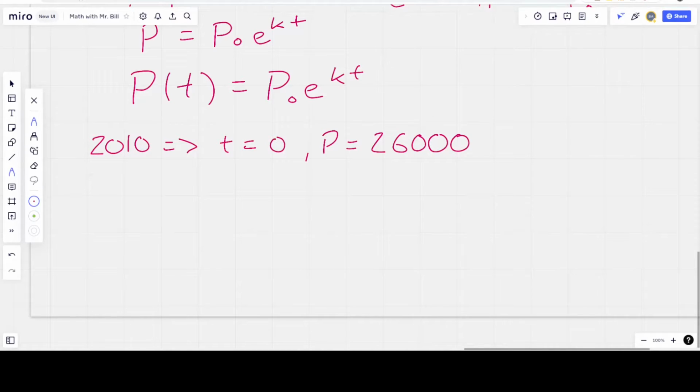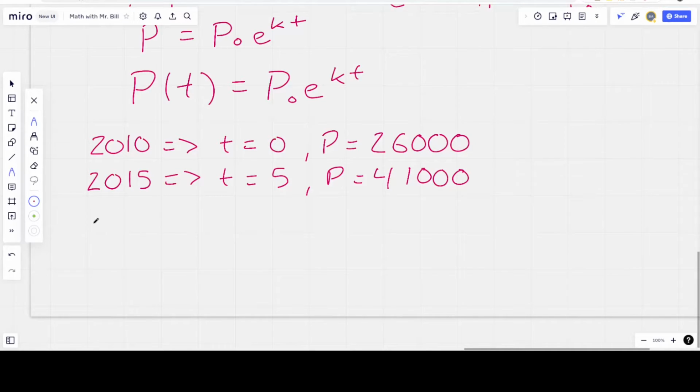And then in 2015, that's 5 years later, so we're going to say when t is equal to 5, P is equal to 41,000. So let's use that first bit of data to help us find one of our constants.